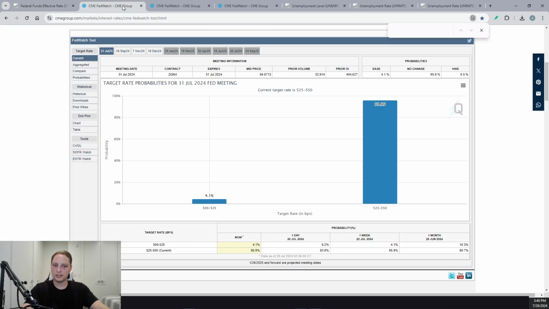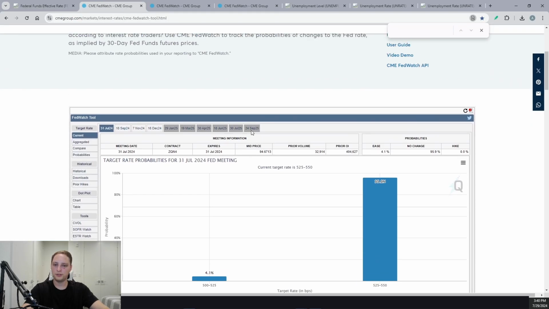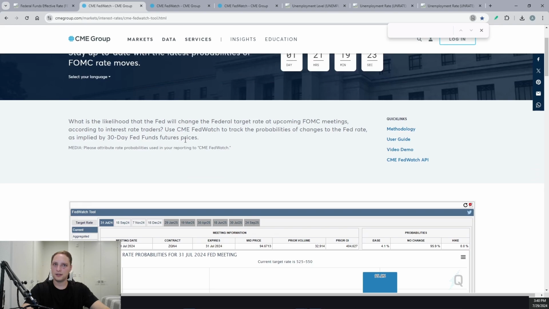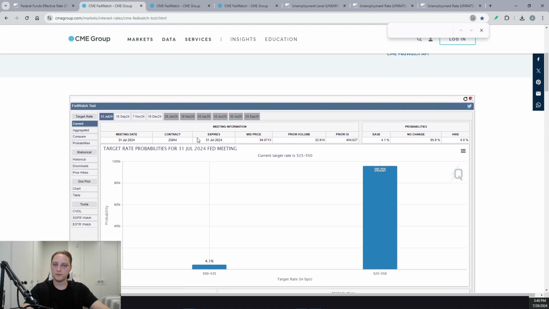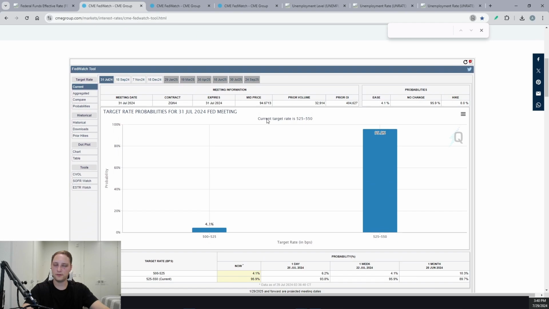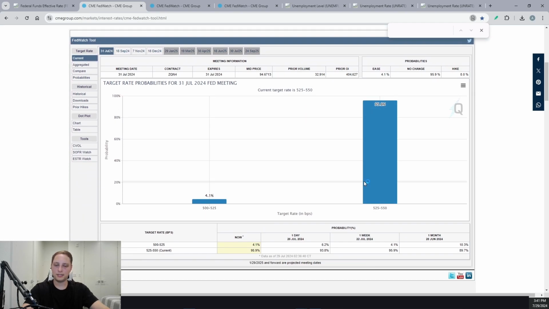Well, let's look at the CME FedWatch. This is priced using implied 30-day Fed funds futures prices, so it's priced by the market. And this is the probabilities for the meeting on Wednesday. There is a 96% chance that we stay where we are, and there's only a 4% chance that we drop 25 basis points.